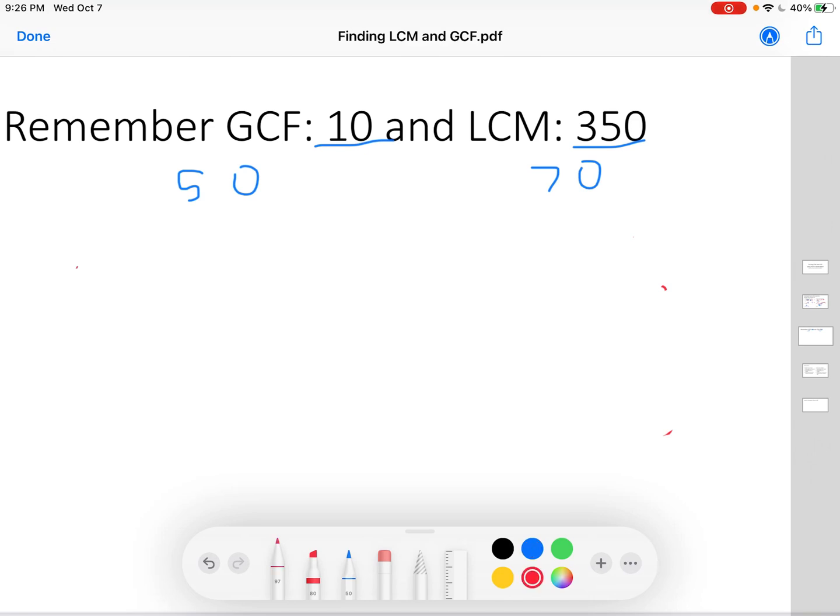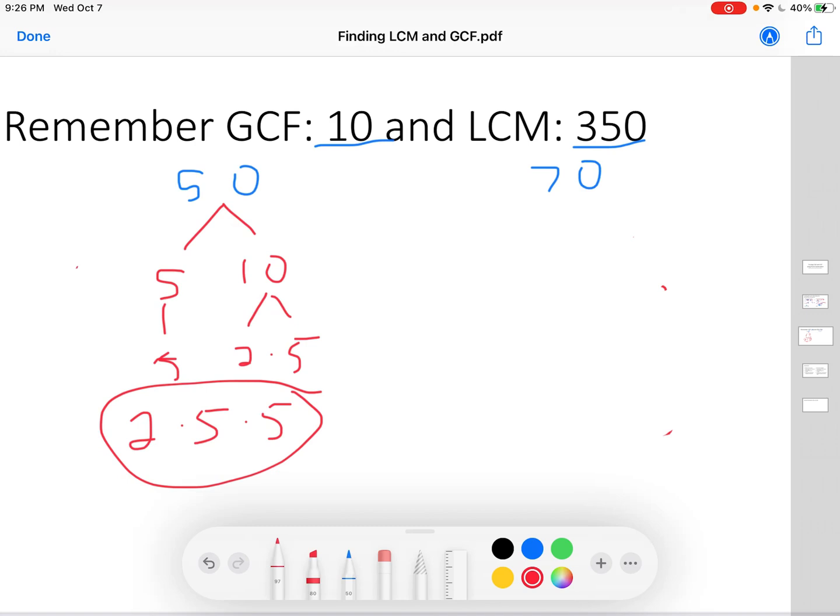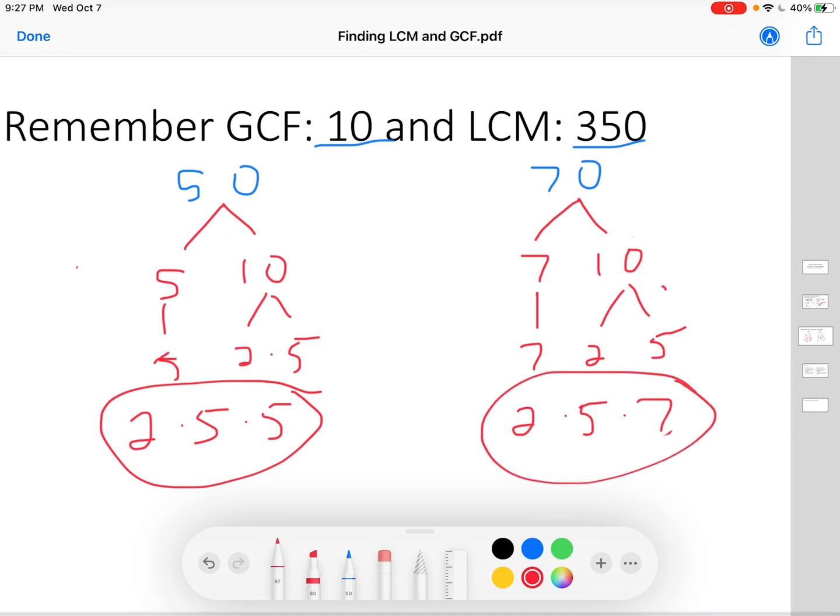First step. Let's find the prime factorizations. 50 is 5 times 10. 5 is prime. 10 is 2 times 5. So this is 2 times 5 times 5. 70 is 7 times 10. 7 is prime. 10 is 2 times 5. So this is 2 times 5 times 7.